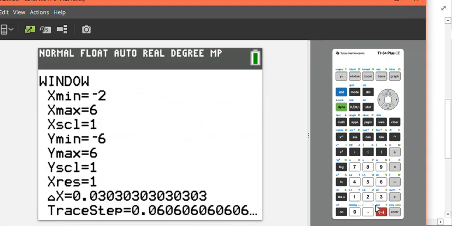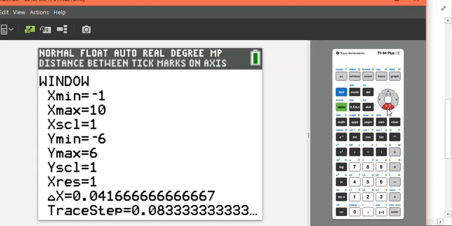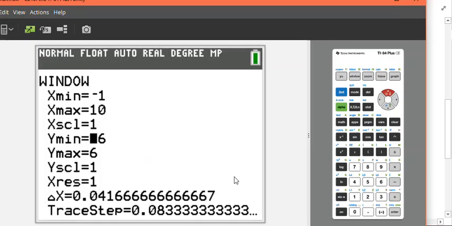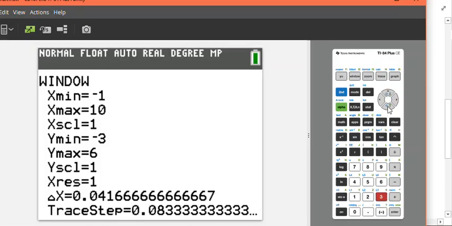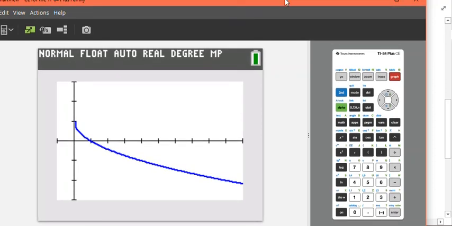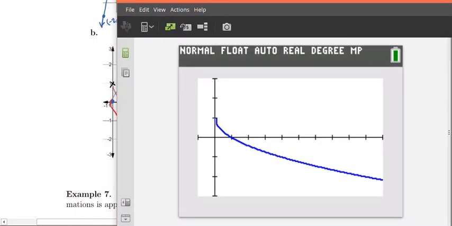So I'm going to change my window. The x values are going to go from negative 1 to 10, and there seems to be a tick mark every 1 unit. As far as the y direction is concerned, it looks like we're going from negative 3 to positive 3 with a tick mark every 1 unit. So we'll put smallest y value negative 3, the biggest is positive 3, tick mark every 1 unit, and then we will hit graph to graph. Now we can compare this to the graph we were given to see if we have a match. Let me make this a little smaller.